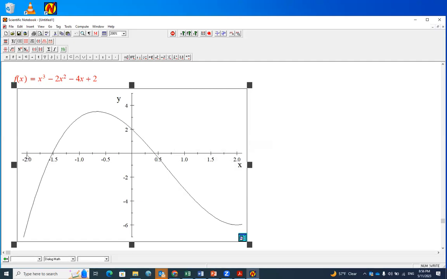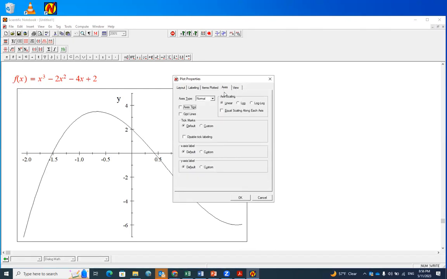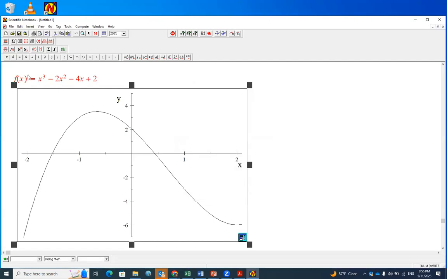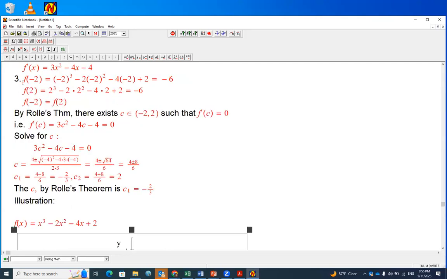Okay, so at -2, let me change the tick mark of the number to be simpler. So have -2 to +2, that's the closed interval. And f of 2, we have evaluated the value of the function, right? F of -2 is -6. F of 2 is -6, right? So these two values are the same.